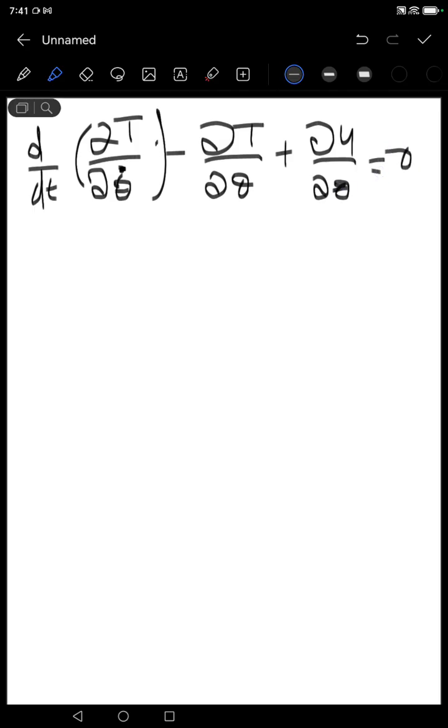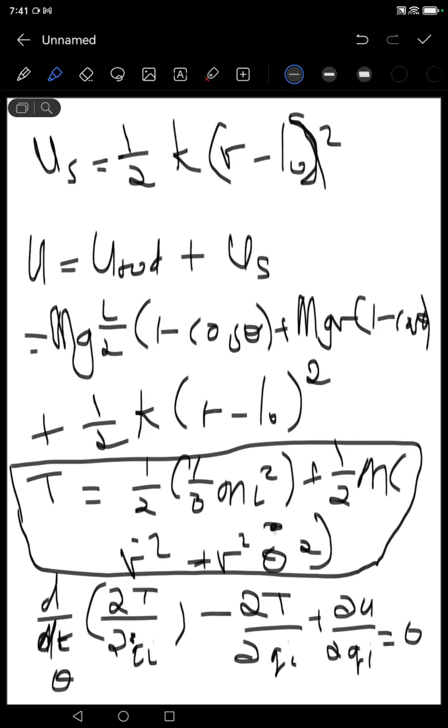Okay, now going back to our equation, we're going to start by checking at what? At kinetic energy. Partial derivative of kinetic energy with respect to theta dot. So wherever there is a theta dot, we're going to derivate. Okay, so let's derivate. We're going to focus here. We're going to check where there is a theta dot. Our theta dot is here.